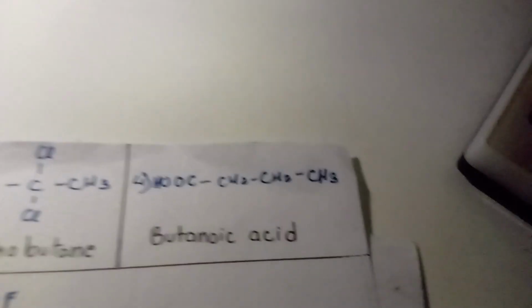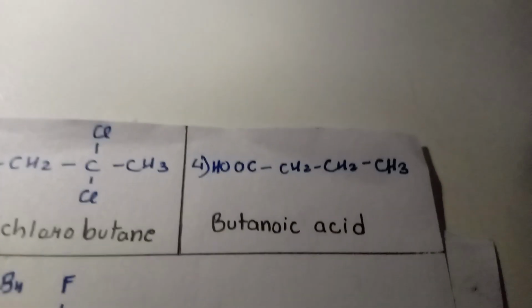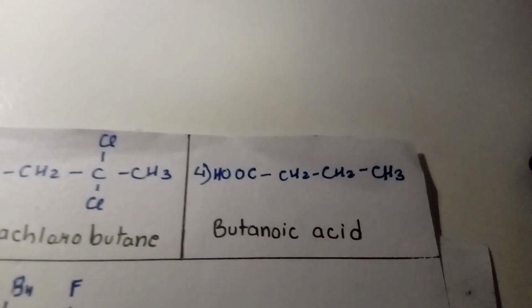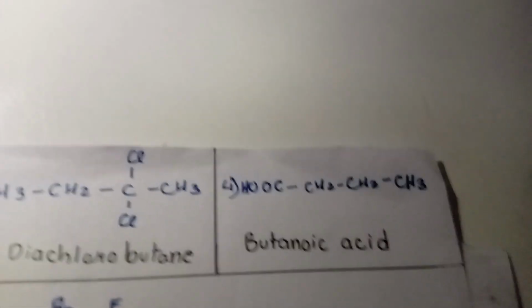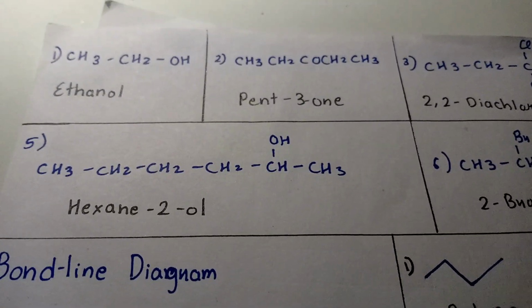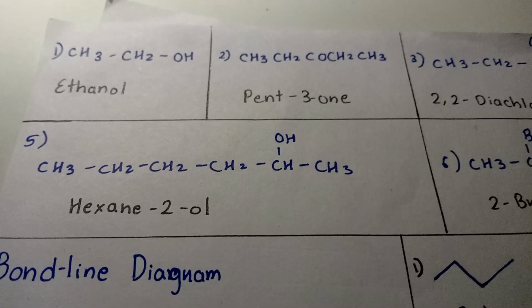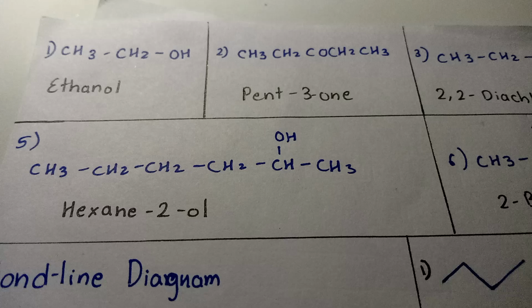Next up is H C double bond O, C CH2 CH2 CH3. Since we saw the C double bond O OH, it is an oic acid and it has four carbons, so butanoic acid. Next up is hexan-2-ol. Hexane because it has six carbons, and ol because it has an OH alcohol group on the second carbon.